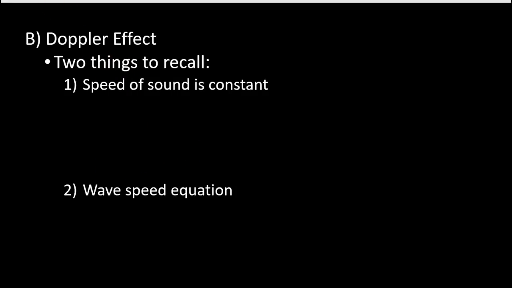To get into the Doppler effect, I actually want to do two things. First being remembering two things. First, the speed of sound is constant. Remember, it's around 340. It can change slightly based on the temperature of the air, the pressure, but in one given area, all right, in San Mateo, California, the speed of sound on a given day is going to be constant. Next thing to remember is the wave speed equation, V equals f lambda.